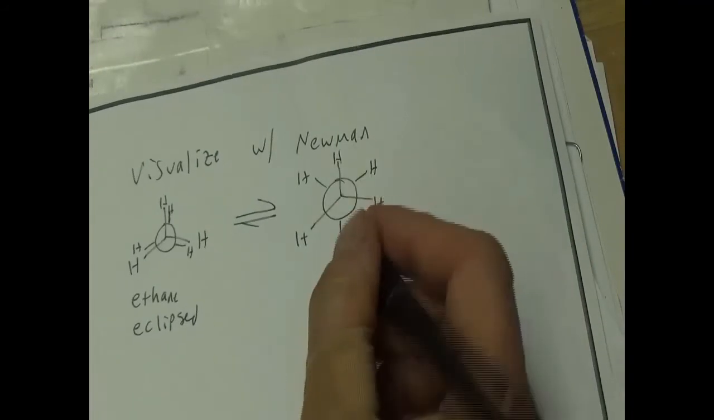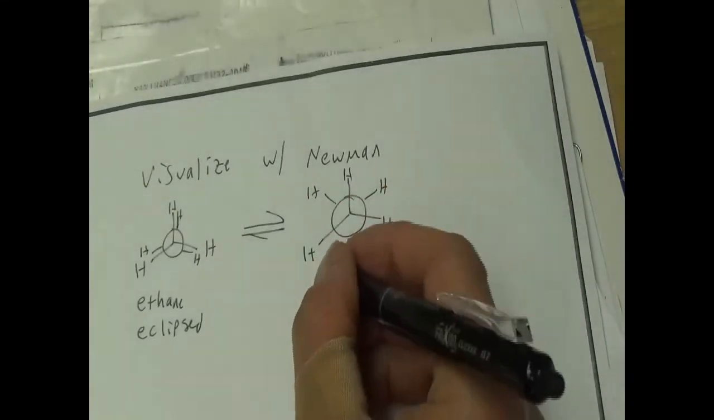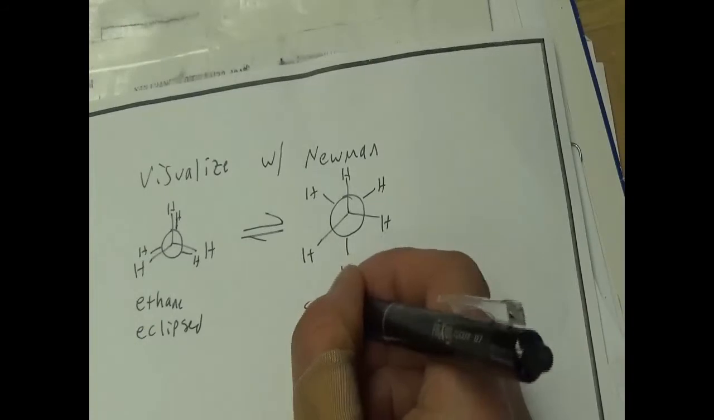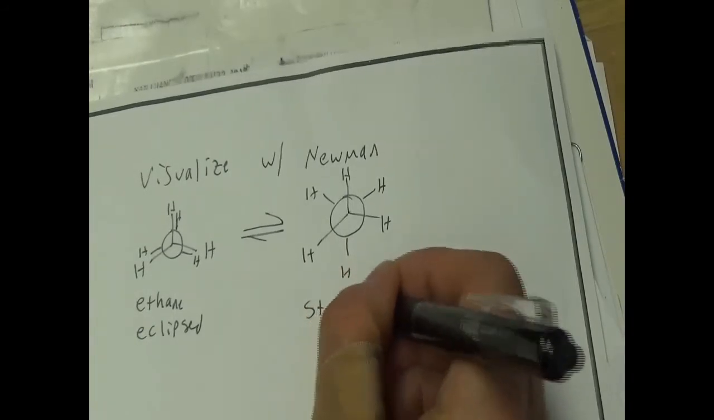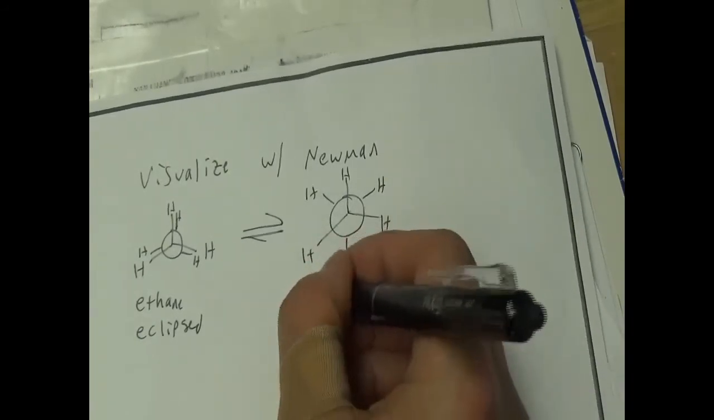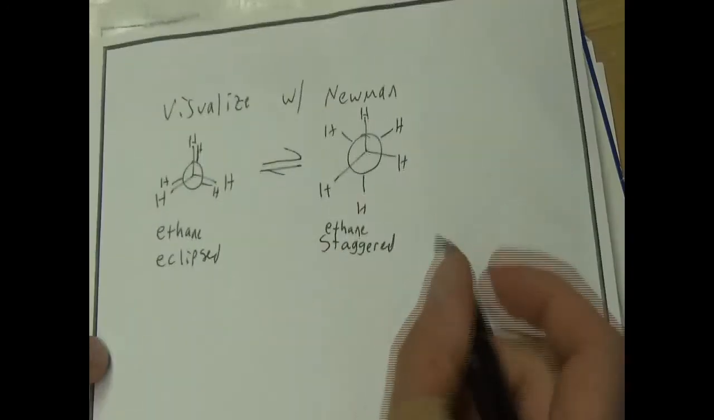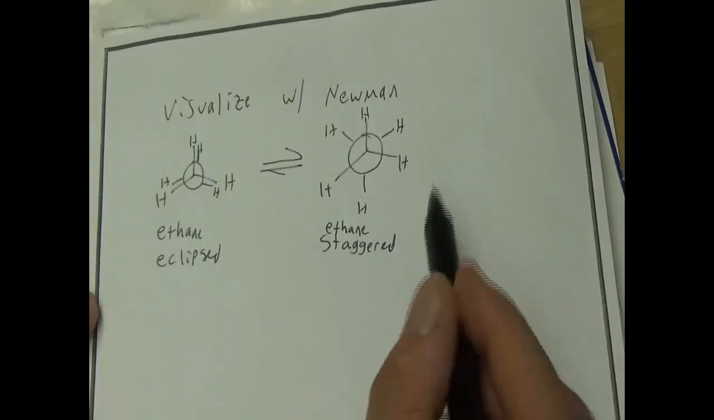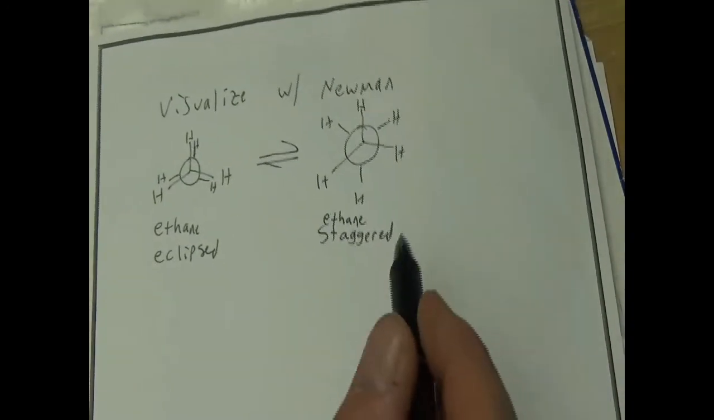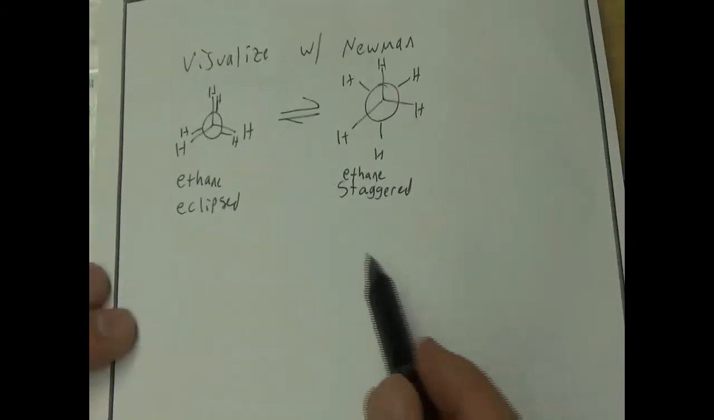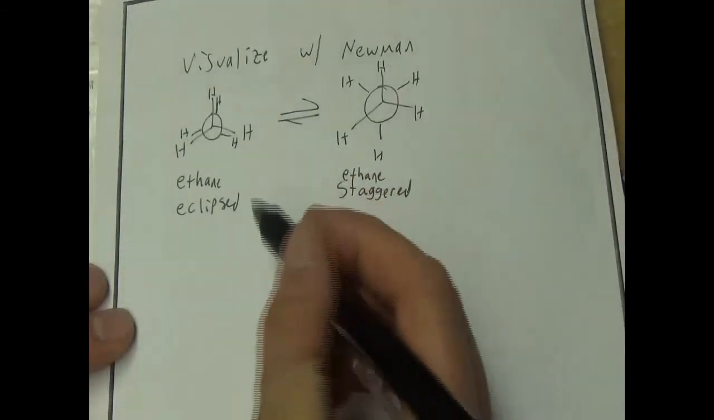And I think I misspelled staggered on the last slide, so it's S-T-A-G-G-E-R-E-D, staggered ethane. Okay? So staggered is generally the happy one, right? Well, let's draw cyclohexane with Newman projection. It's kind of scary because it's a big molecule, but it's not that bad.